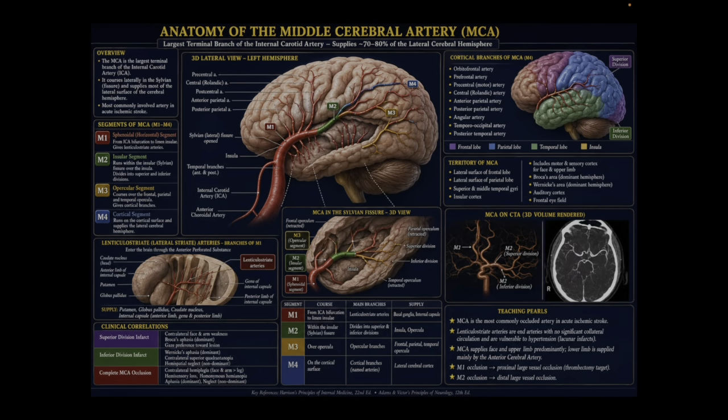Anatomy of the middle cerebral artery. The middle cerebral artery, or MCA, is the largest terminal branch of the internal carotid artery, and it is the most frequently involved artery in acute ischemic stroke. It supplies 70 to 80% of the lateral surface of the cerebral hemisphere.